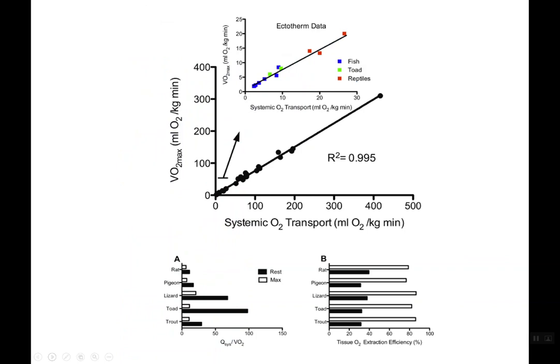Just note that this is the volume of oxygen, so milliliters of oxygen per kilogram per minute, and this is systemic oxygen transport. So they have a proportional relationship, which is pretty tightly hugging the curve line. So an R-squared value means the dots are clustered really tightly around the line, and those vary for different critters. So this is humans, and this is what it looks like for other animals.